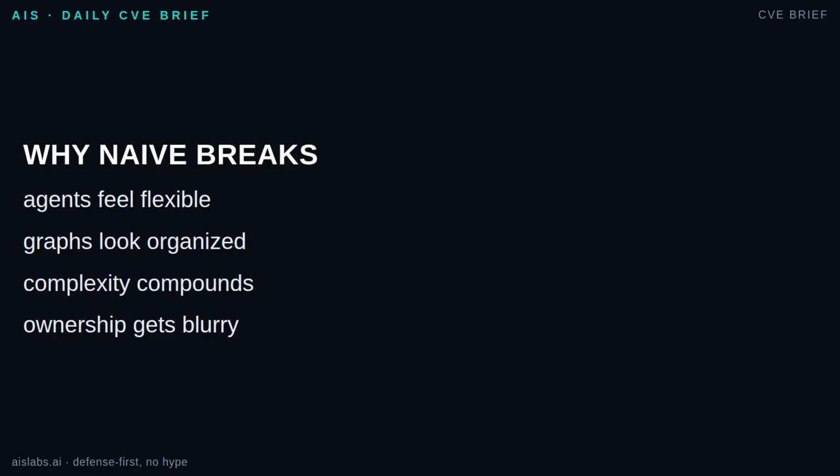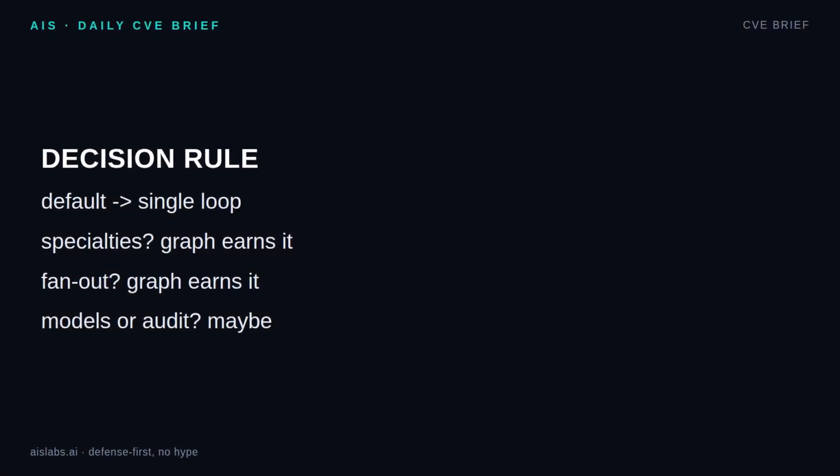But reliability does not come from having more boxes. Reliability comes from knowing who owns state, who can retry, who can say stop, and how you prove the output is good enough. Most workflows are not actually branching workflows. They are a sequence: draft, check, revise, verify, ship. If every step uses the same context, the same model class, and the same ordering, a graph is usually ceremony with extra blast radius.